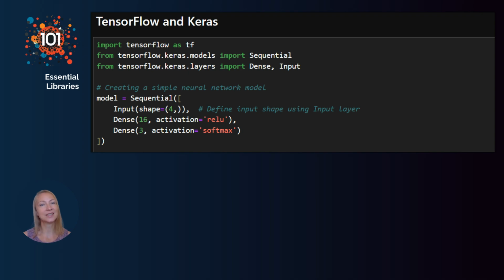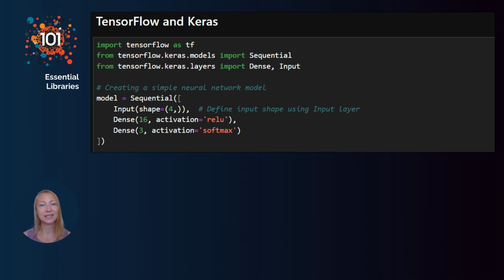Next up, we add a dense layer with 16 neurons or units. Each neuron in this layer is connected to all the inputs, and we're using the ReLU activation function here. ReLU, which stands for Rectified Linear Unit, is a popular choice because it helps the network learn faster and avoid certain issues like vanishing gradients.